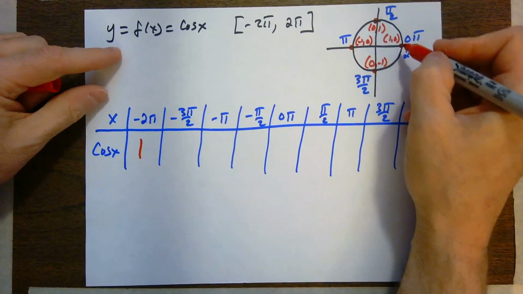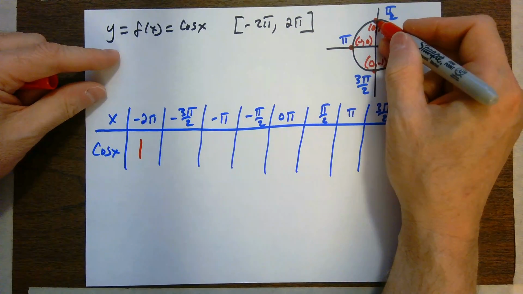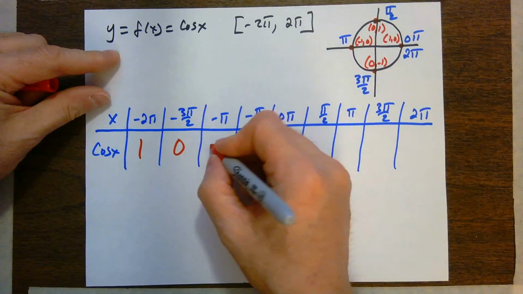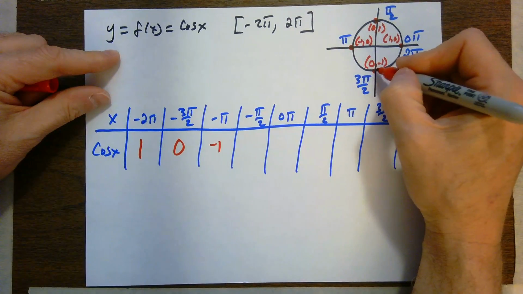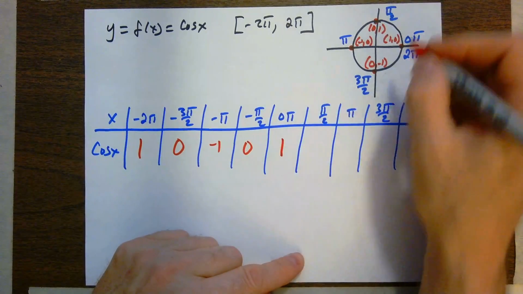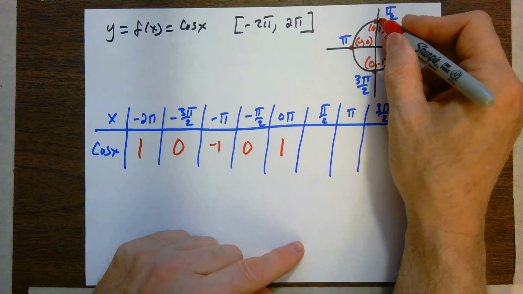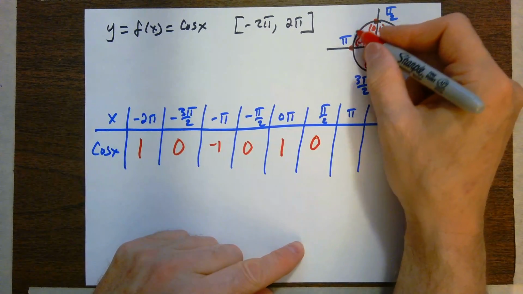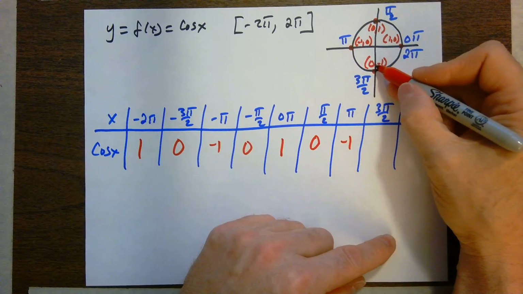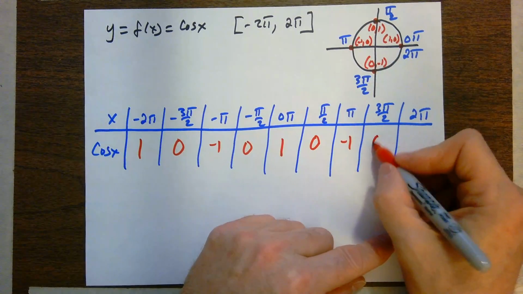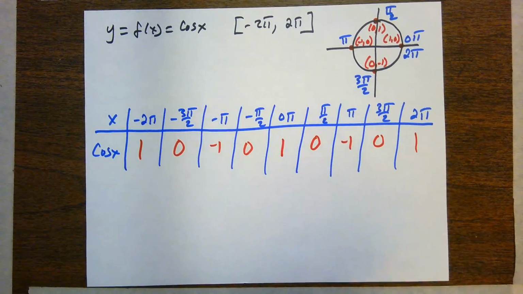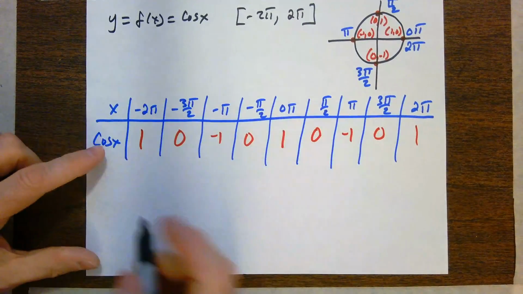It's 1. How about negative 3 pi over 2? What's the x value right there? 0. How about negative pi? What's the x value right there? Negative 1. Negative pi over 2, what's the x value right there? 0. At 0, what's the x value? 1. At pi over 2, there it is. What's the x value? 0. At pi, what's the x value? Negative 1. At 3 pi over 2, what's the x value down here? 0. And at 2 pi, what's the x value? 1. All right, let's put it all together and graph it.